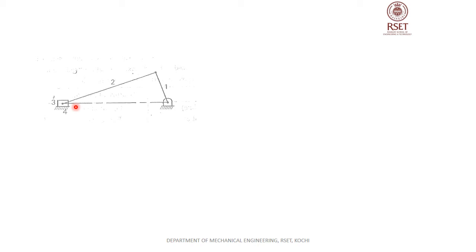4 actually represents the crankshaft in the case of an IC engine. So the 4th link is fixed. So now the total number of movable links is n-1, which is equal to 3. N is the total number of links, and n-1 is the total number of movable links, which is equal to 3.